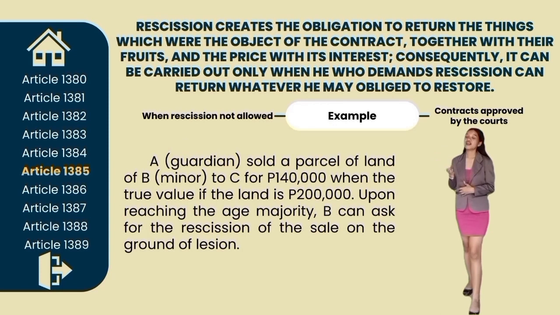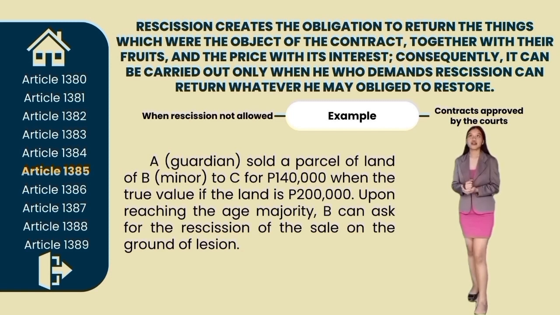Example, A, the guardian, sold the portion of land of B, who is a minor, to C for 140,000 pesos, when the true value of the land is 200,000 pesos. Upon reaching the age of majority, B can ask for rescission of the sale on the ground of lesion. So if the contract is rescinded, C must return the land with the fruits received by him therefrom. B must return 140,000 plus legal interest of 6% from the date the action was instituted in court.